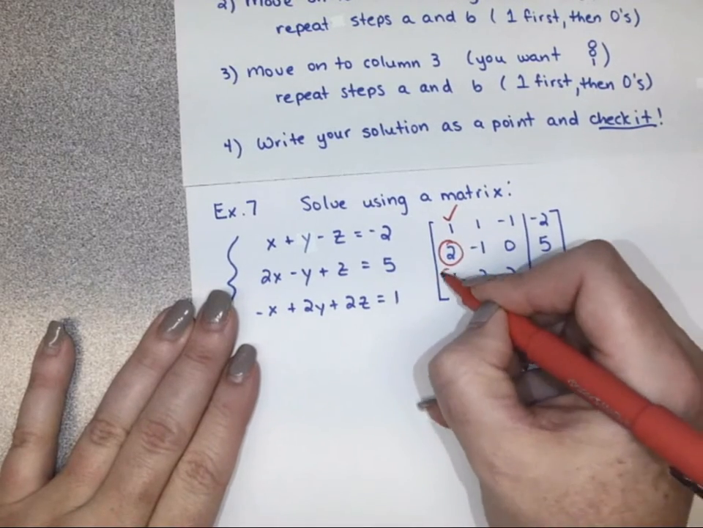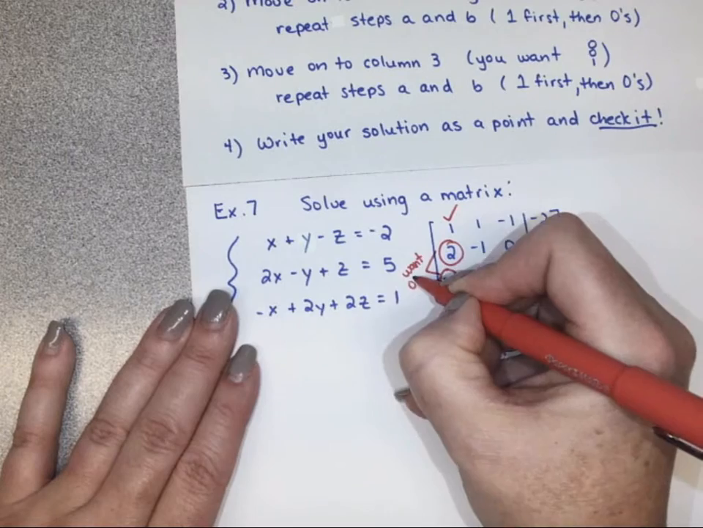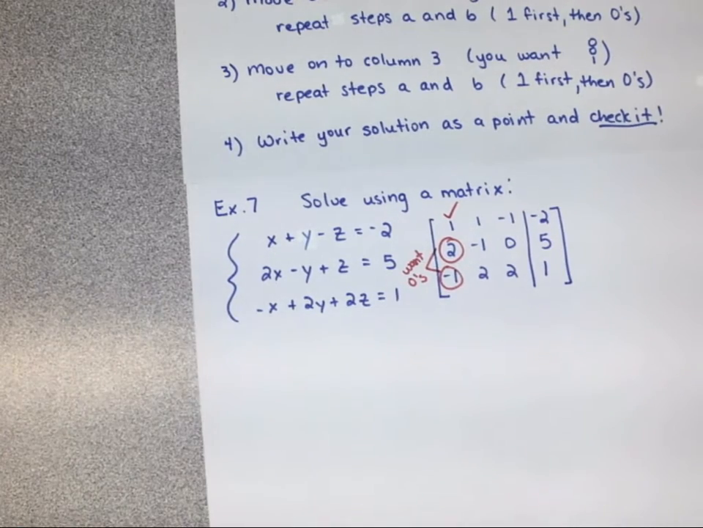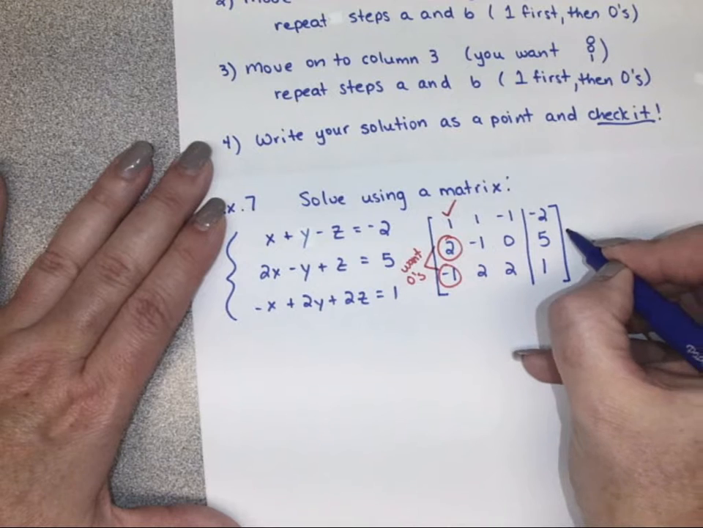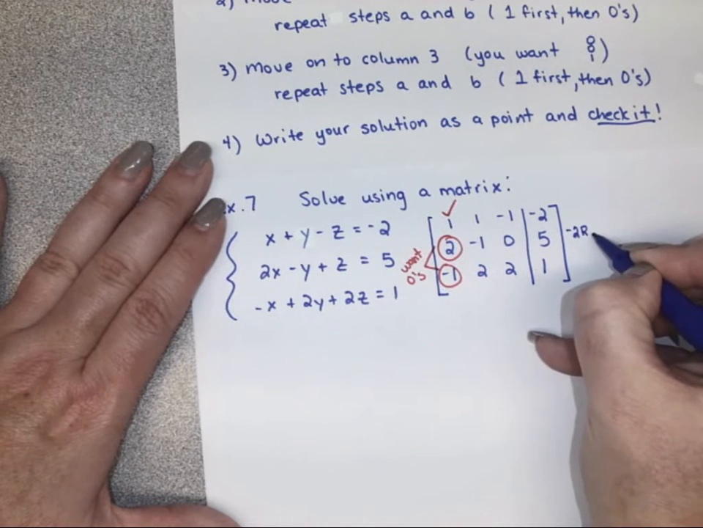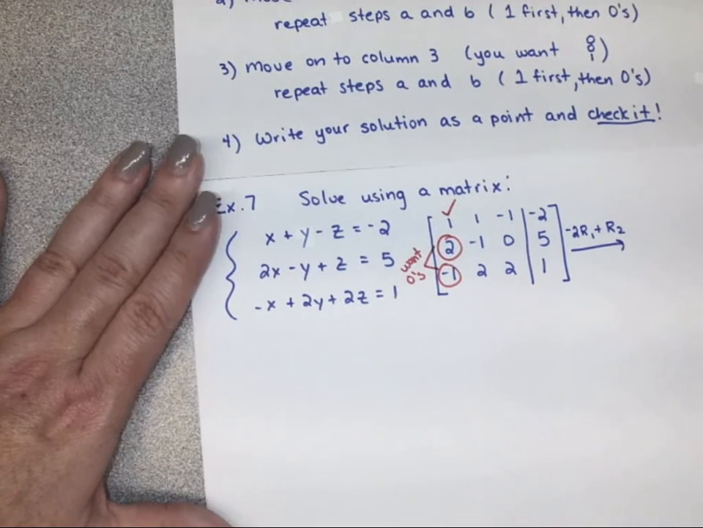So what do we want here and here? What do we want both of these to be? We want both of these to be zeros. Okay, so we're just going to do it one at a time. So how are you going to make a 2 a 0? -2, right? So you're going to do -2 row 1 plus row 2. That's what I meant by use the row with the 1 in it.